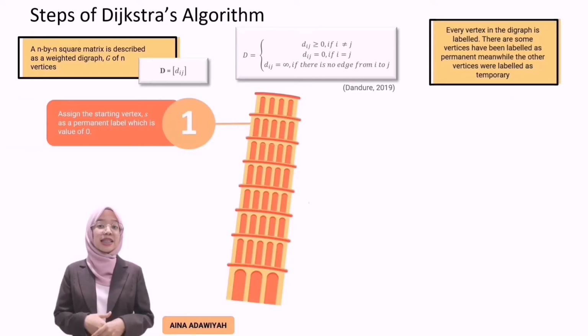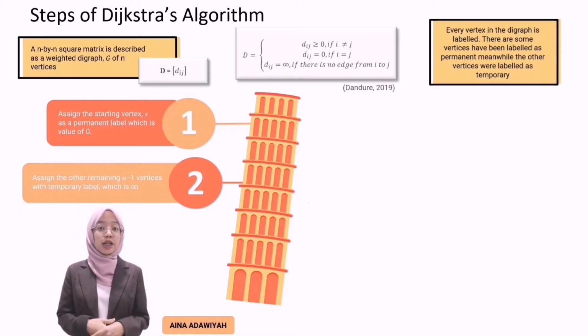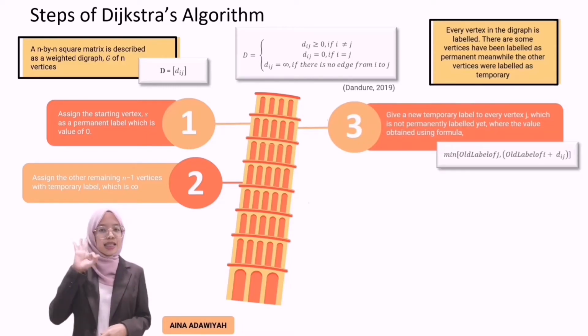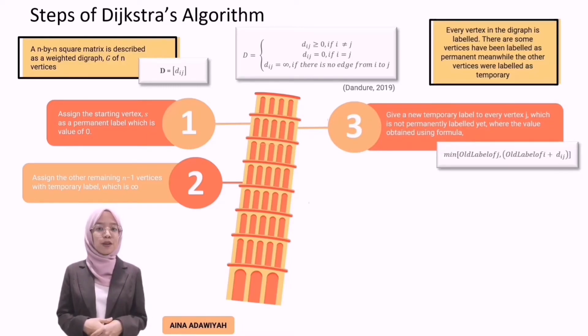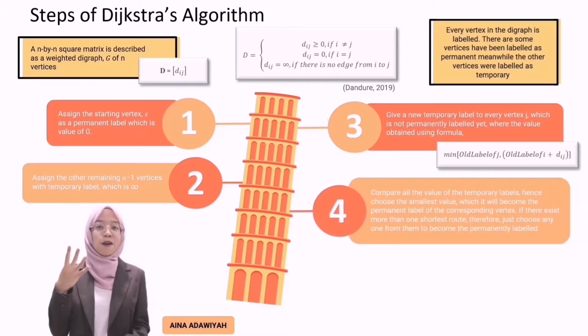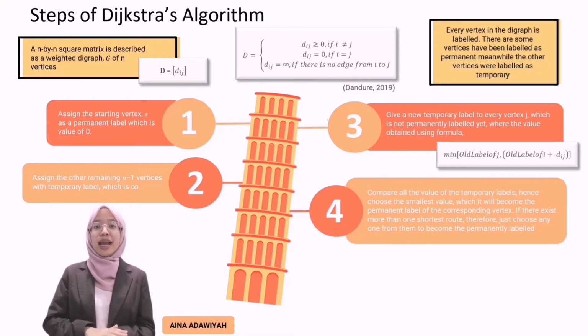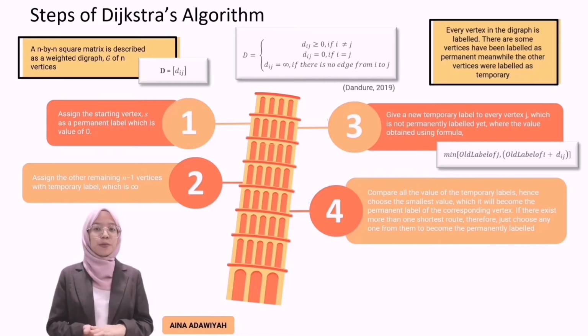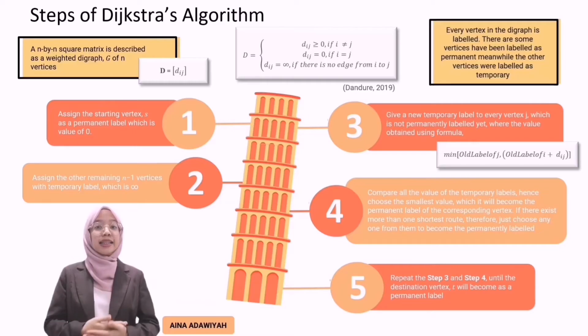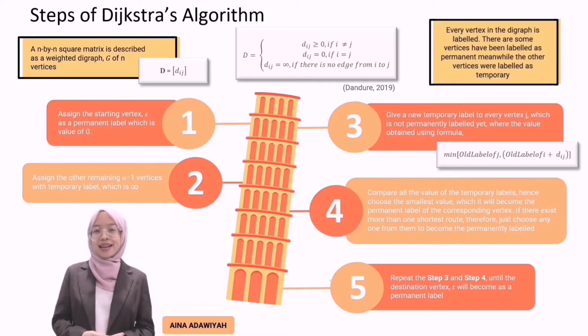In step 1, assign the starting vertex as a permanent label, which has a value of 0. Step 2, assign the other remaining n-1 vertices with a temporary label, which is infinity. Step 3, give a new temporary label to every vertex j which is not permanently labeled yet, where the value is obtained using this formula. Step 4, compare all the values of temporary labels, and choose the smallest value, which will become the permanent label of the corresponding vertex. In the last step, repeat step 3 and step 4 until destination vertex T becomes a permanent label.